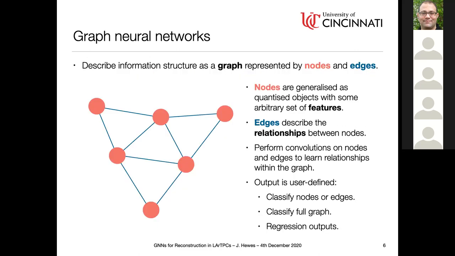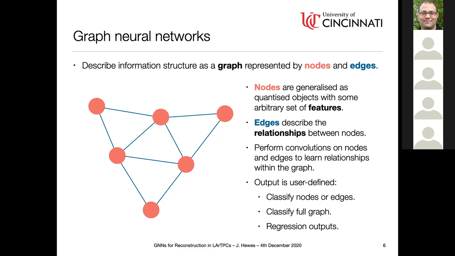Let me quickly change pace and talk about graph networks. So the basic principle behind a graph neural network is that instead of representing your data as just a tensor, an image on a regular grid, you can describe it as a graph, essentially just a series of nodes and edges. So you have these quantized objects with some arbitrary set of features, which are your nodes. And then you also make some kind of statement on what the relationship between those nodes is, and that forms your edges. So in the context that I'm going to be talking about today, the nodes are either 3D space points in the detector or 2D hits. And you form potential edges where you think there might be a relationship between the hits or the space points. And then often you're classifying the edges to decide whether or not the connection that you've proposed is actually real.